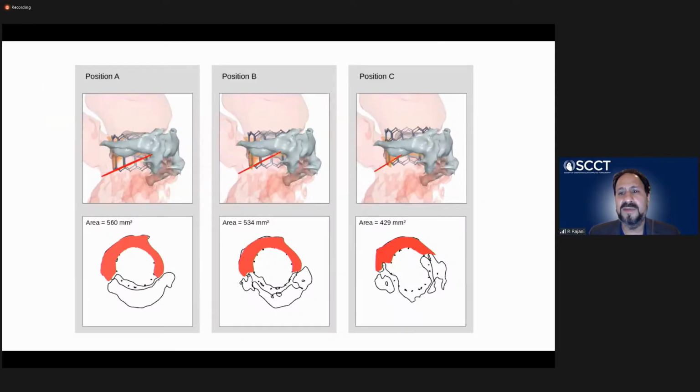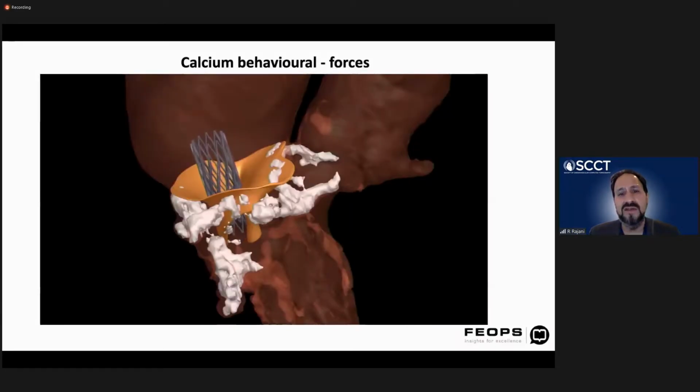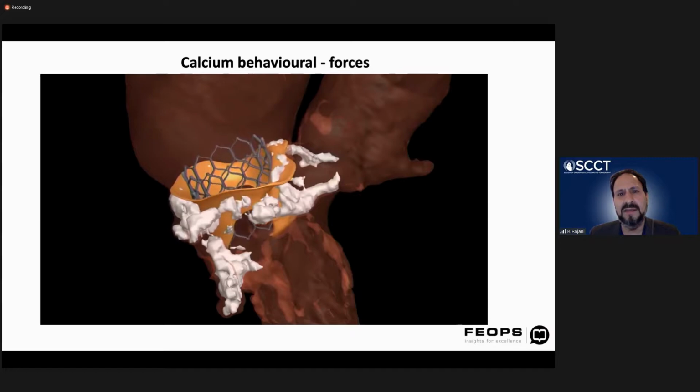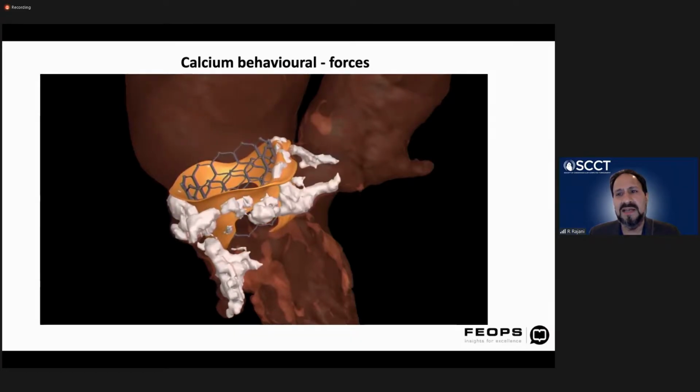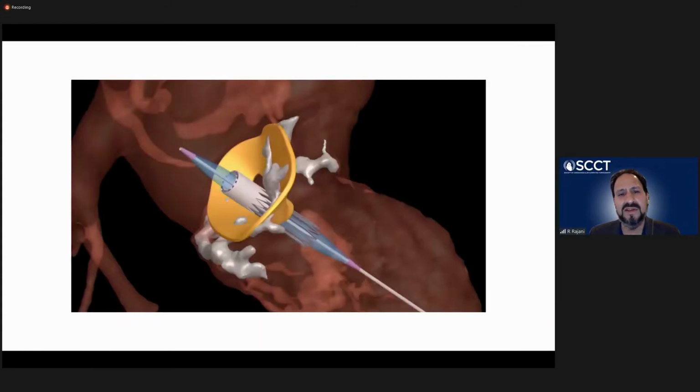Now, from these various positions, we would derive the neo-left ventricular outflow tract area, and you can see that there is an exquisite relationship between the height of deployment and the area that you're going to achieve. But clearly, there's no way of us guaranteeing where the interventional cardiologist is going to be able to deploy the valve in real life in the cardiac cath lab. So the advantage of this technique is also that it enables us to model for the calcium behavioral forces, which conventional CT platforms do not enable us to.